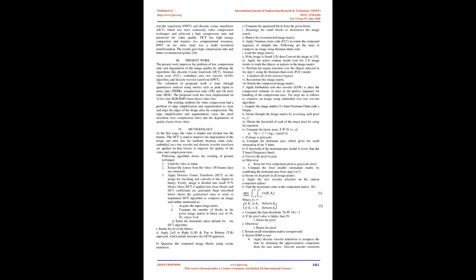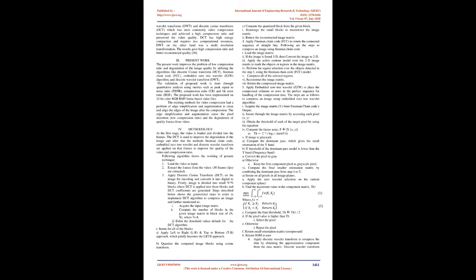9. Discrete Wavelet Transform, DWT, and Discrete Cosine Transform, DCT, were the most commonly used video compression techniques and achieved a high compression ratio and preserved the video quality. DCT has high energy compaction and requires less computational resources. DWT, on the other hand, was a multi-resolution transformation. The results gave a high compression ratio and better reconstructed quality.